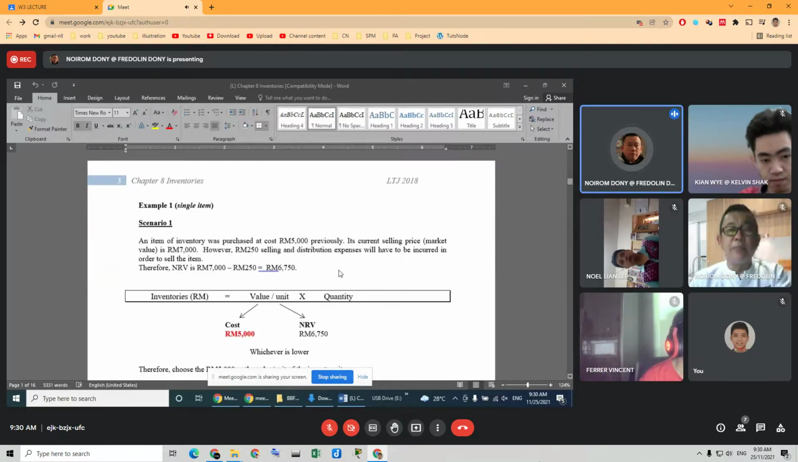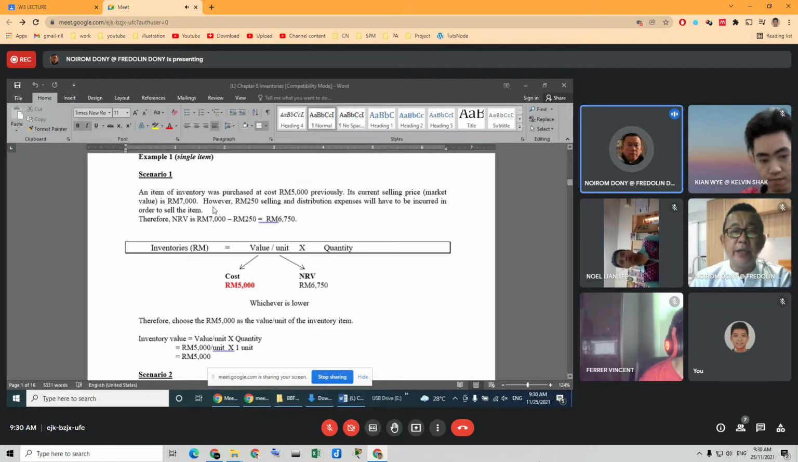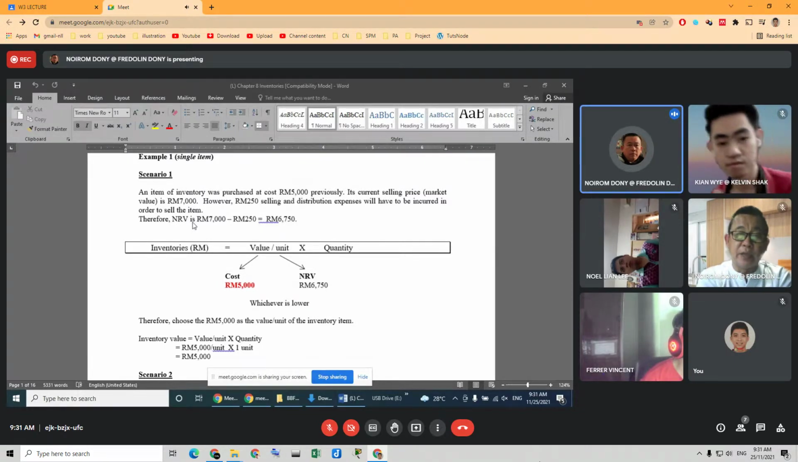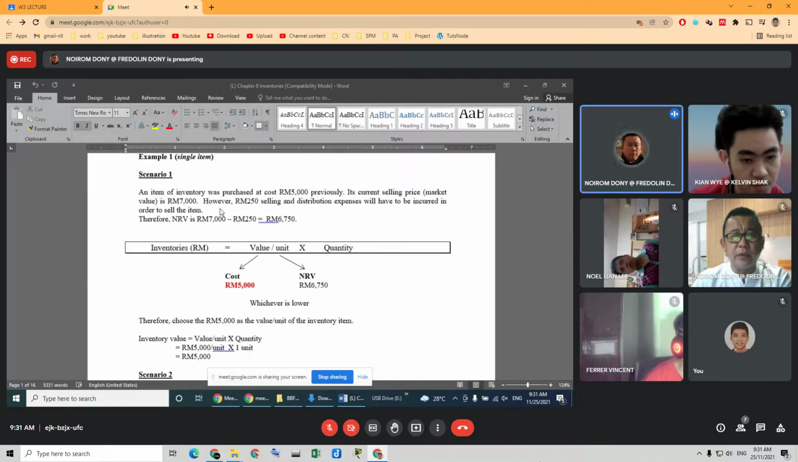So this is the example that we have. An item of inventory was purchased at a cost of 5,000 previously. Its current selling price, the market value, is 7,000. However, 250 of selling and distribution expenses will have to be incurred in order to sell the item. Therefore, the NRV is 7,000 minus 250, so 6,750. So this is the first scenario.